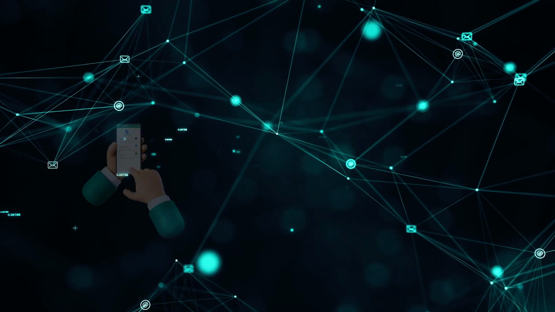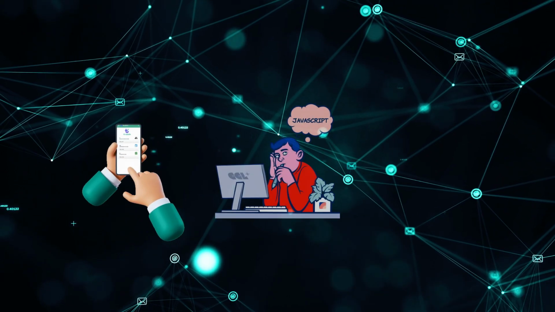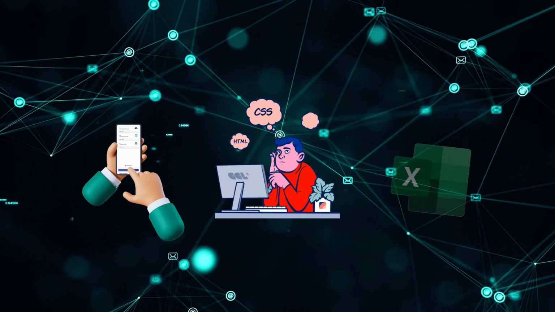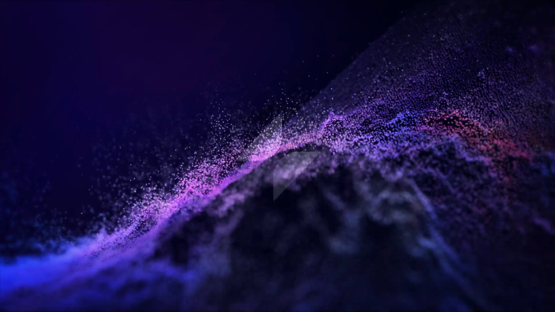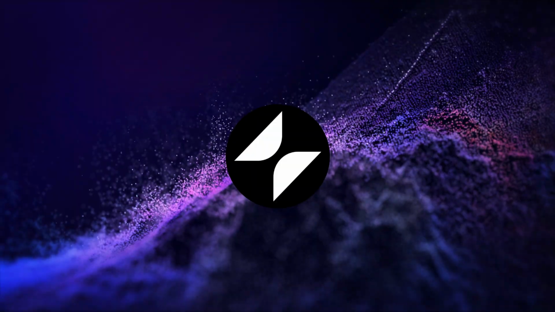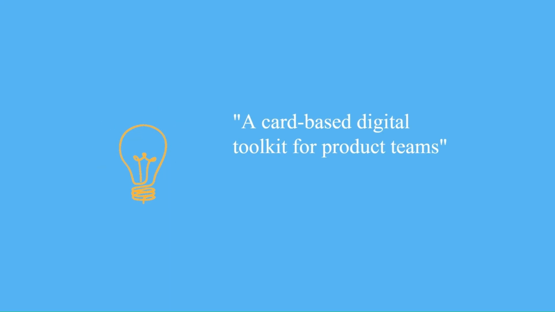Let's build a mobile app without having to code, just using AI and powered by an Excel spreadsheet. In today's video, we're going to look at exactly that using Glide AI. The idea I'm working on is a card-based digital toolkit for product teams. It's designed to help product managers, product owners, and wider delivery teams spark creativity, unblock delivery challenges, and stay aligned with best practice product methods.